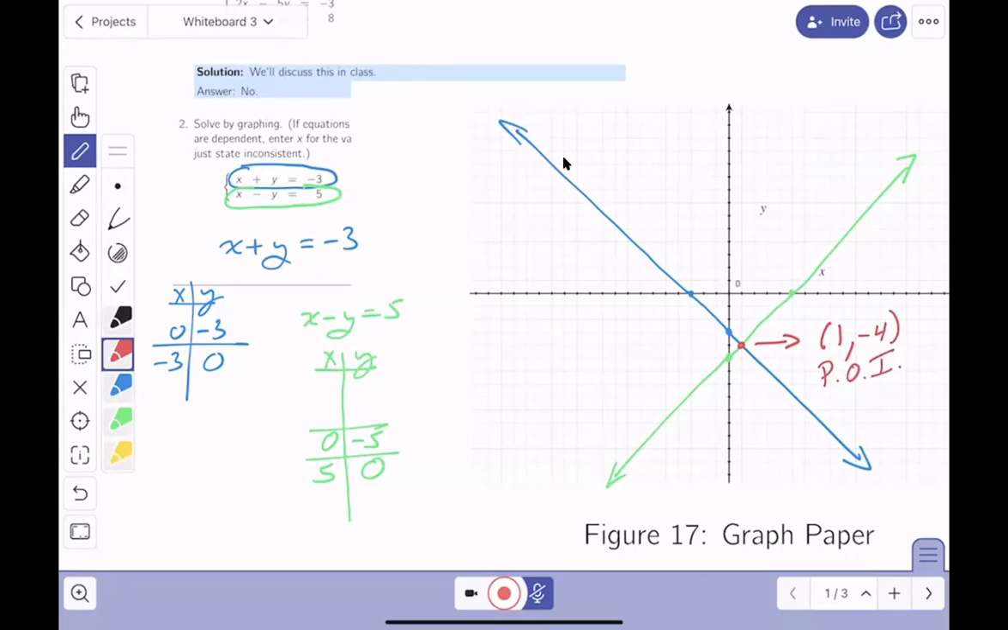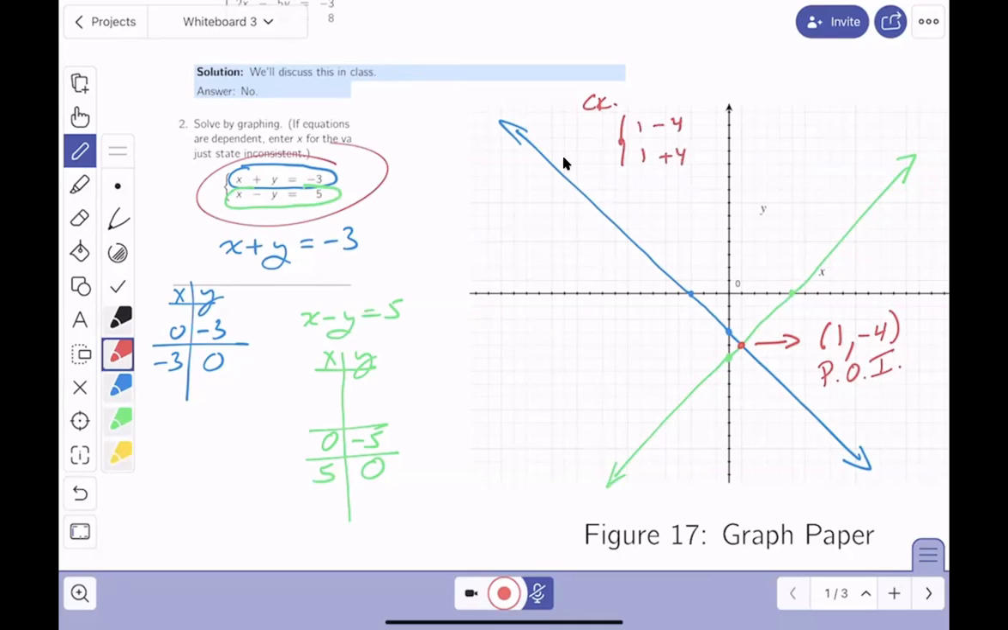I don't know if it's true, though. I've got to check that. And if it checks, I'm going to write that down for an answer. So let's check it. Where do I check it? Here. Well, if I think x is 1, I get 1 and 1. And if I think y is -4, I would get -4 plus 4.